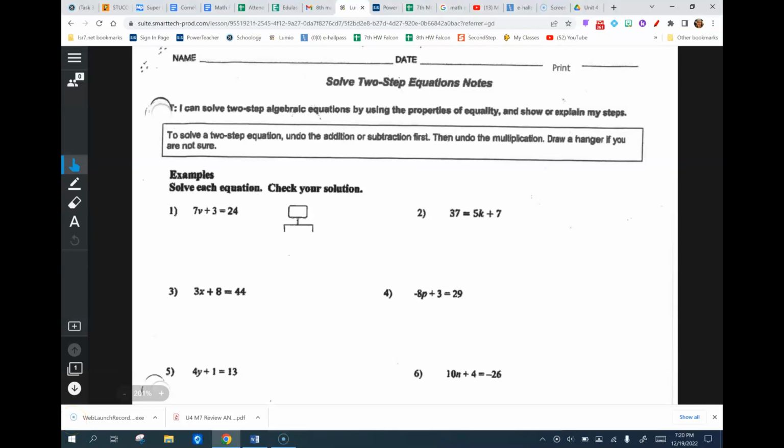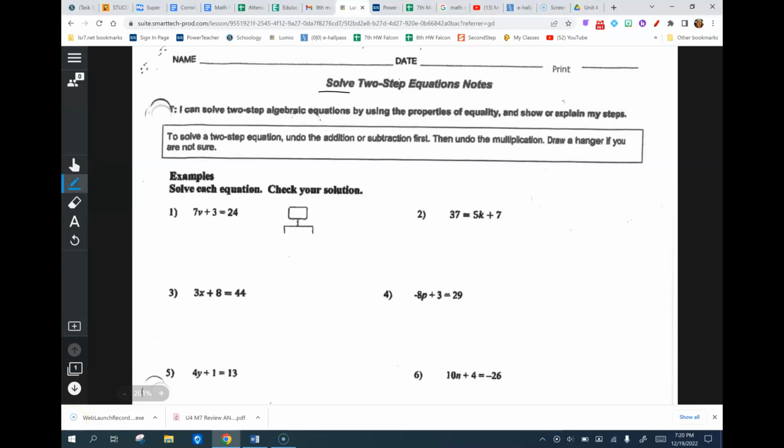So today we're just going to do a review of some two-step equations. This is actually a worksheet that you used last year in 7th grade, so it won't be anything too surprising. Now in 7th grade, we would use a hanger and we would pull off both sides when we first started. Okay, we're not going to use that here. We're just going to look at this equation and we're going to undo what we already have.